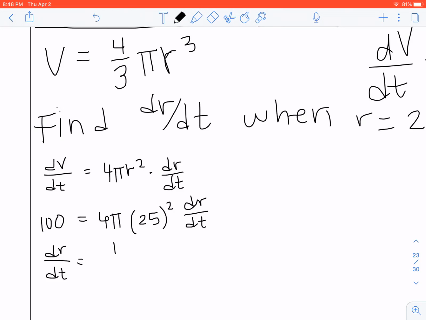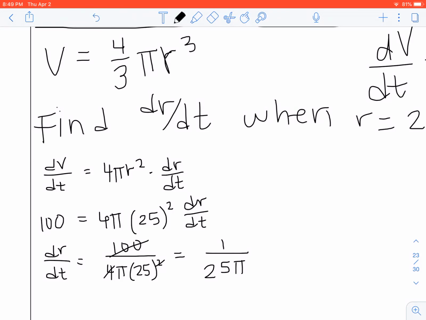Going ahead and solving this, I'm going to get dr/dt is equal to 100 over, if I divide both sides by 4 pi times 25 squared, which is going to simplify to, if you think about it, 4 times one of the 25s would equal 100. That simplifies to 1 over 25 pi.